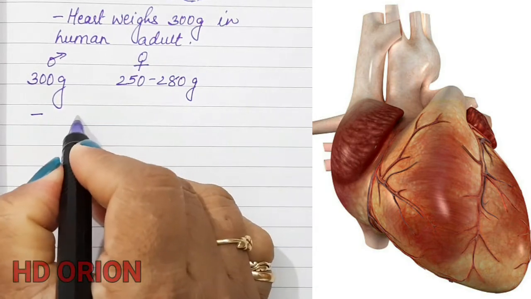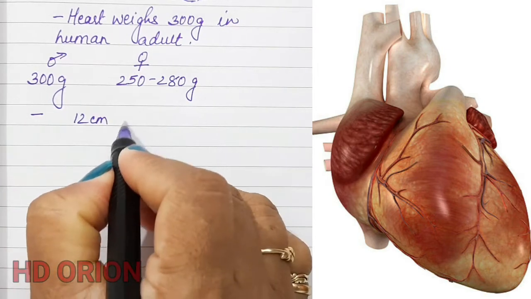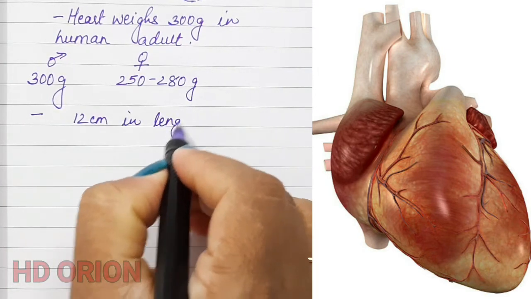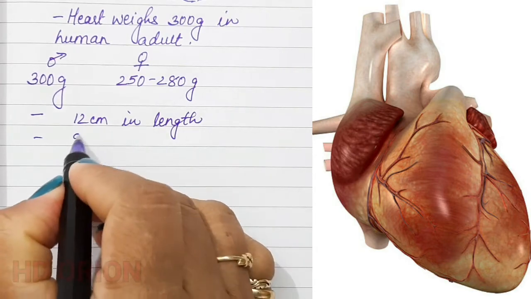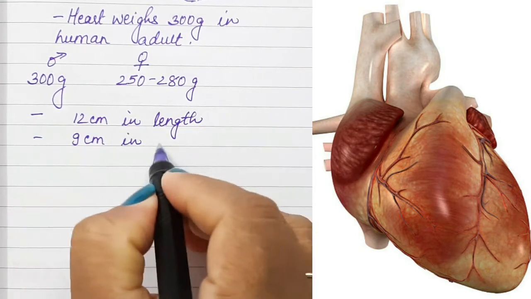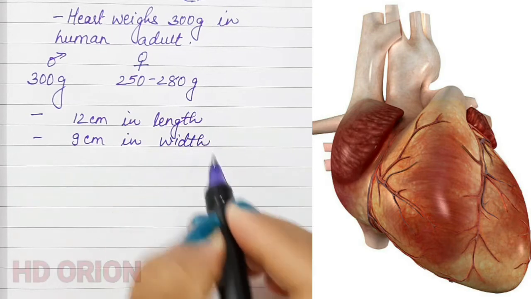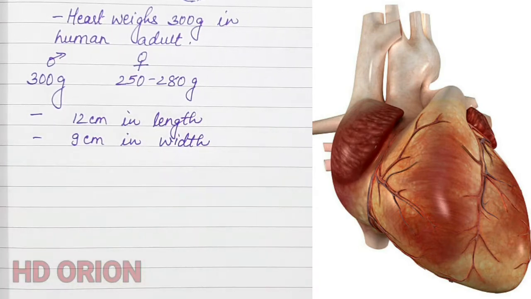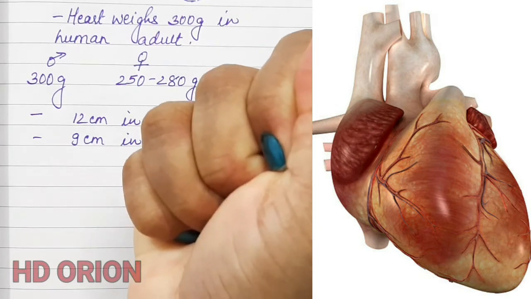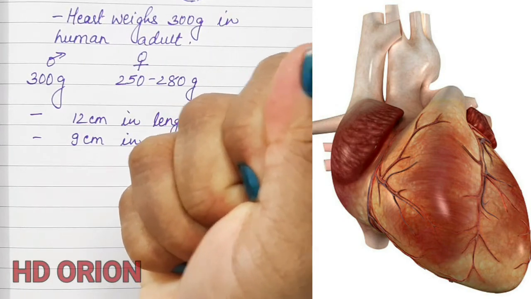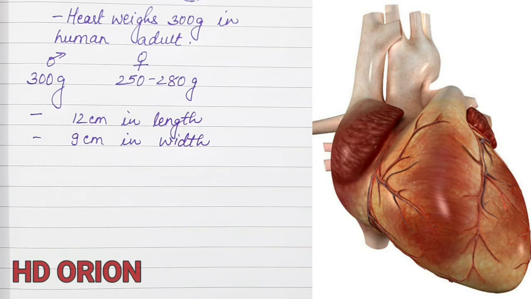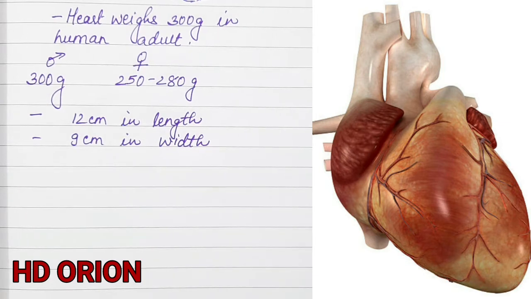The size is almost 12 centimeters in length and 9 centimeters in width. But if you say roughly, it is almost the size of a tight fist. It looks like the tight fist of the human body. So if you just tightly pack your hand, then it becomes a tight fist. The fist of one's body, that is the size of one's human heart.